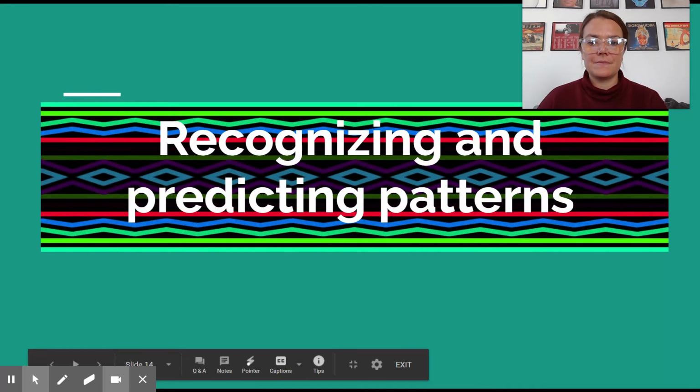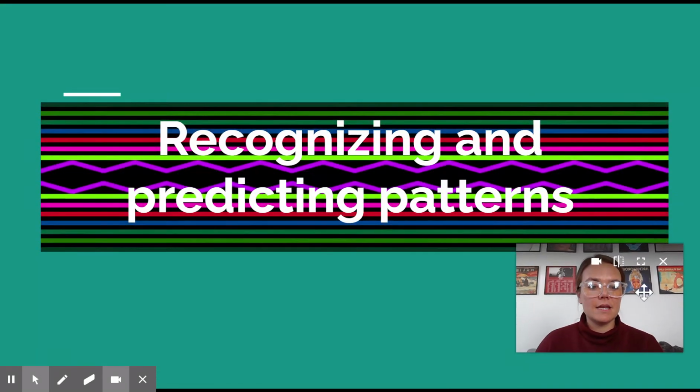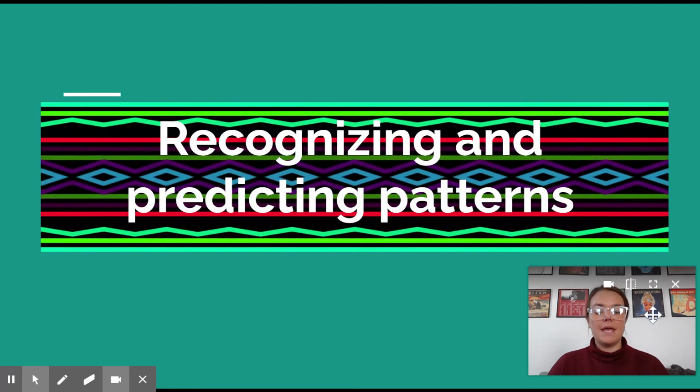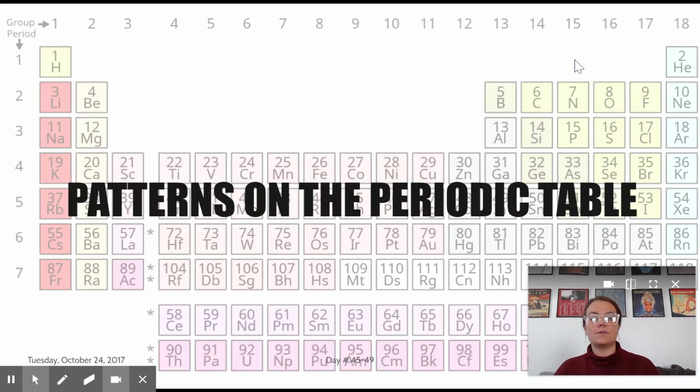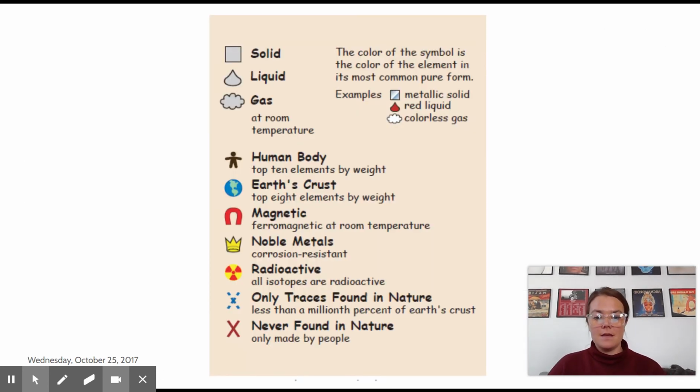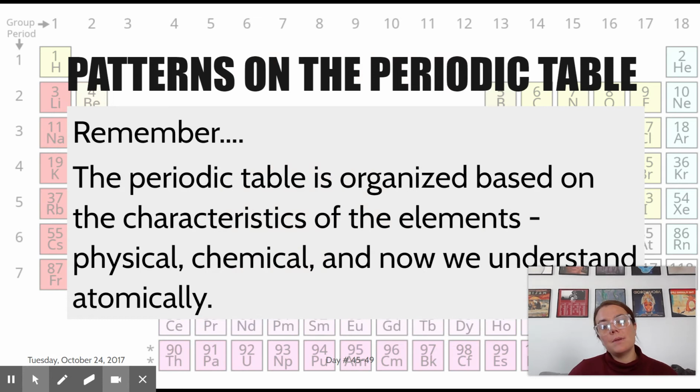Good work, y'all. So we have been recognizing and predicting patterns, and we are now going to turn that idea towards specifically how the periodic table is organized and the patterns that we can see there. So remember that the periodic table is organized based on characteristics. Physical and chemical is what it was originally based on, and now we understand that there are atomic characteristics and patterns that can also be seen.